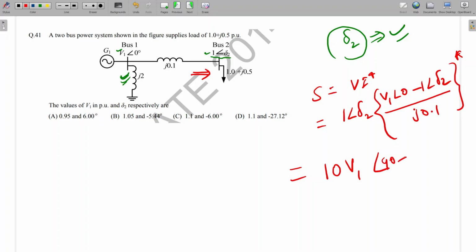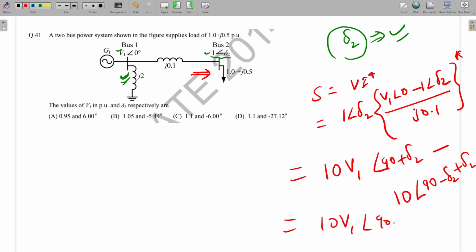So 90 plus delta 2 minus 10, and it will be minus; it will go at the top, it will be minus 90. So delta 2 minus 90, 90 minus delta 2. So it will be 90 minus delta 2, and if this goes inside, it will be plus delta 2, so it will be 0. So the equation will be 10 V1 angle 90 plus delta 2 minus 10 angle 90. Is it clear? This is the apparent power equation.